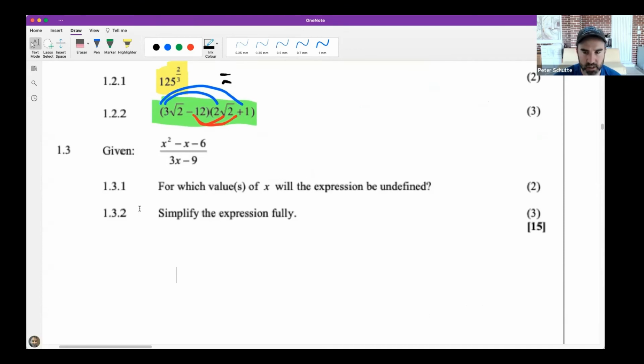Can you do one? This is an expression, and the first part is, do you know for which values of x this expression will be undefined? Now, I'll give you one hint. Things are undefined when you have division by 0. So think about, in this expression, what would cause division by 0? And then see if that can help you.